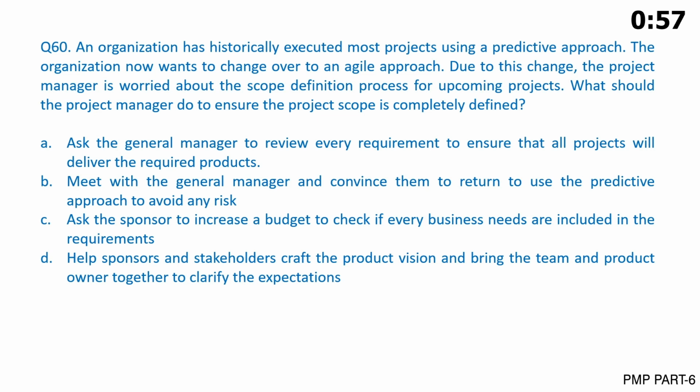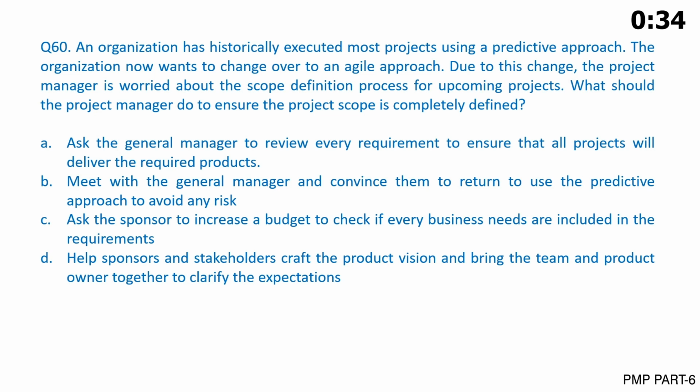An organization has historically executed most projects using a predictive approach. The organization now wants to change over to an agile approach. Due to this change, the project manager is worried about the scope definition process for upcoming projects. What should the project manager do to ensure the project scope is completely defined?